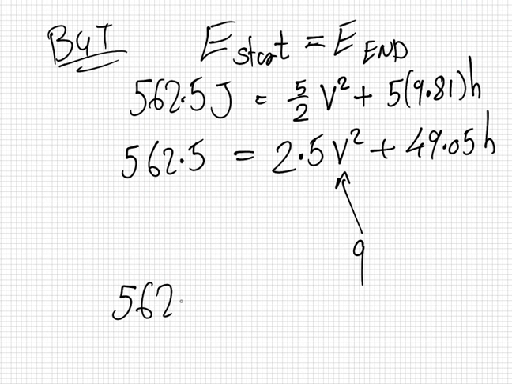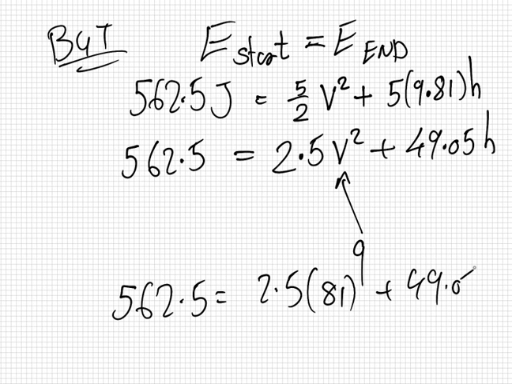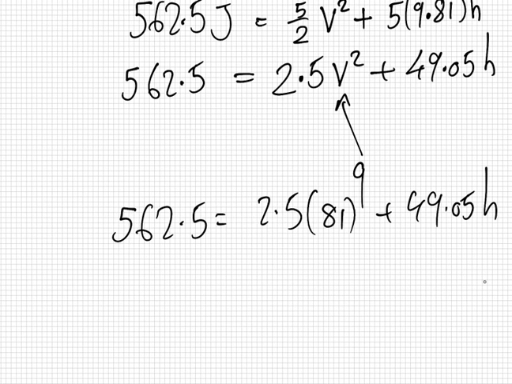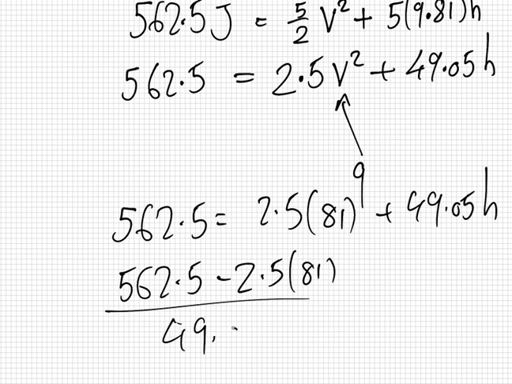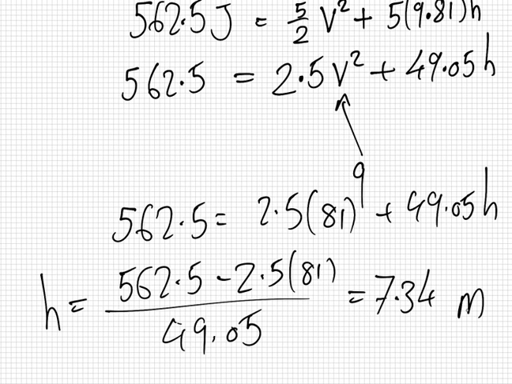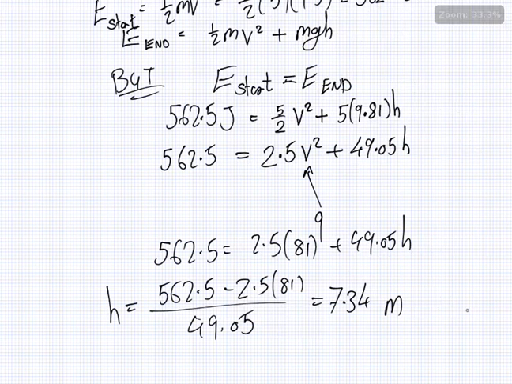So I have 562.5 equals 2.5 times 81 plus 49.05 h. So h equals 562.5 minus 2.5 times 81 all over 49.05. What's that, please? 7.33? Yeah. Yes.